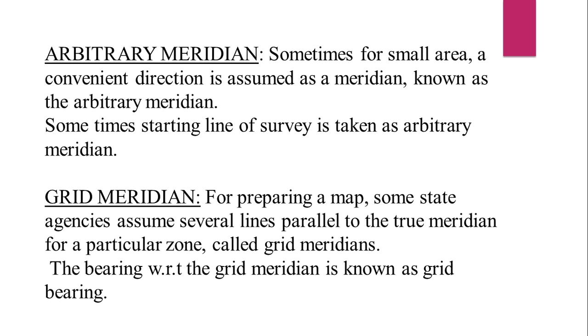Arbitrary meridian. Sometimes, for a small area, a convenient direction is assumed as a meridian known as the arbitrary meridian. Sometimes, the starting line of survey is taken as arbitrary meridian. Grid meridian. For preparing a map, some state agencies assume several lines parallel to the true meridian for a particular zone called grid meridians. The bearing with respect to the grid meridian is known as grid bearing.